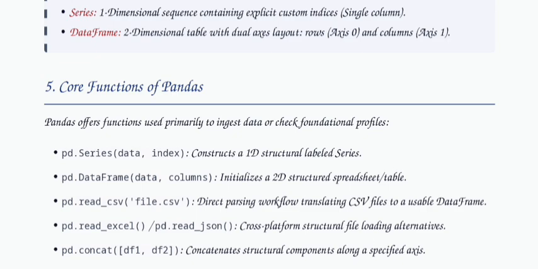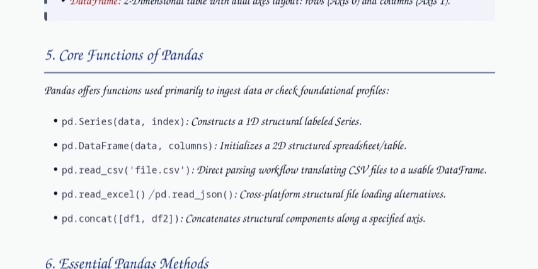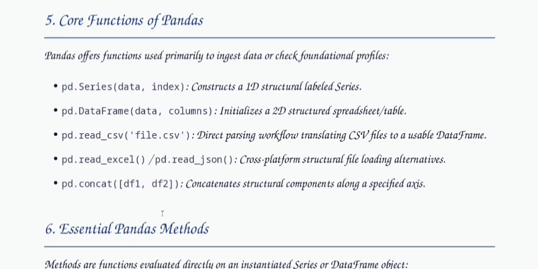Here, pd.Series takes the data and the index. It constructs a one-dimensional structural labeled Series. pd.DataFrame initializes a 2D structured spreadsheet or table. pd.read_csv is a direct parsing workflow translating CSV files to a usable DataFrame. read_excel offers cross-platform structural file loading alternatives. concat concatenates structural components along a specified axis.